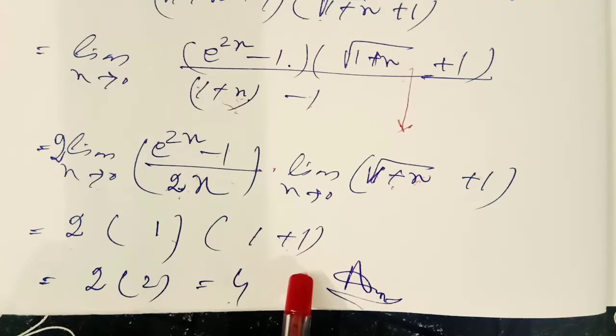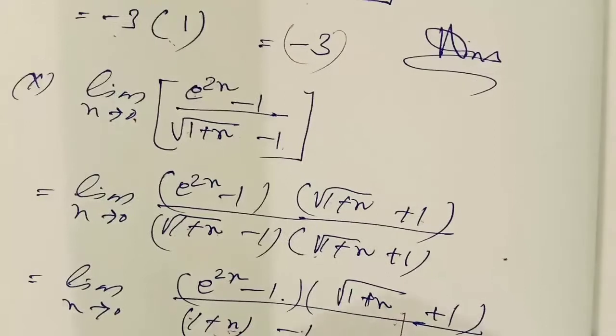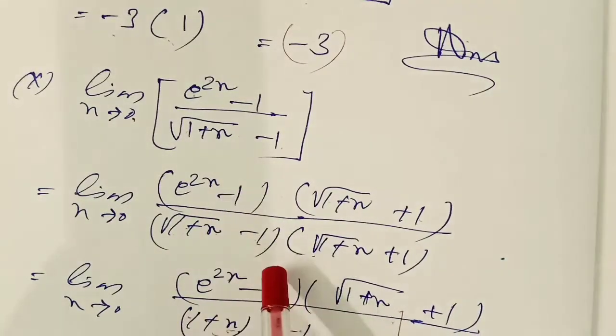This is the way of solving the problem. It's slightly difficult. You have to rationalize the denominator, then the answer will come. If the question is like this, you have to rationalize the denominator. Let's go to the next part.